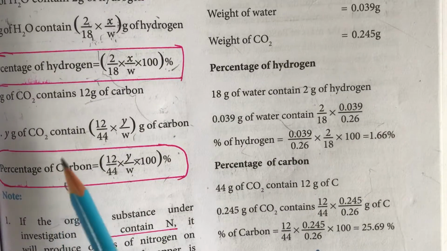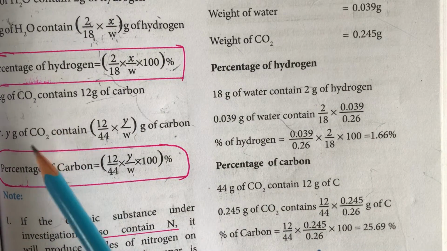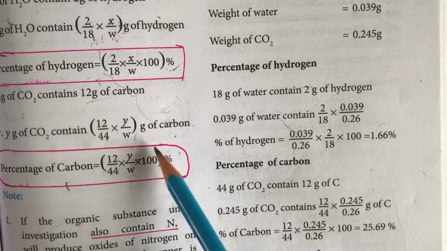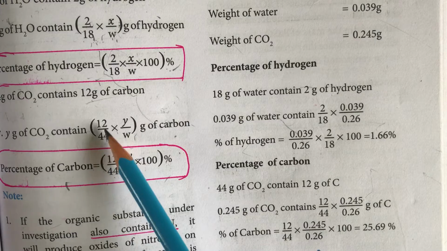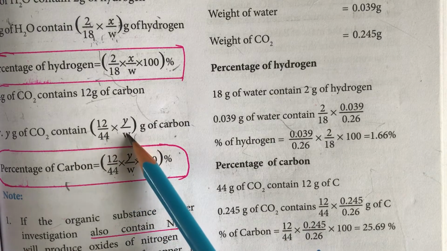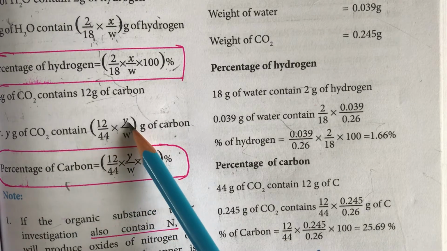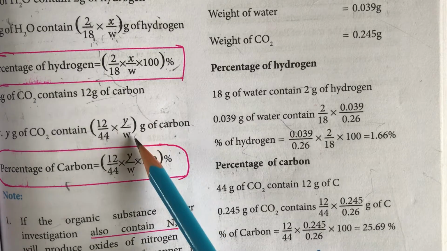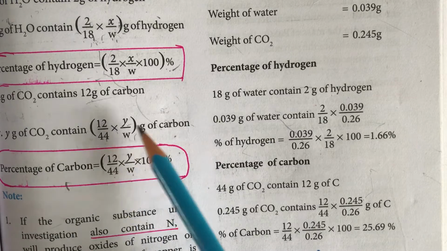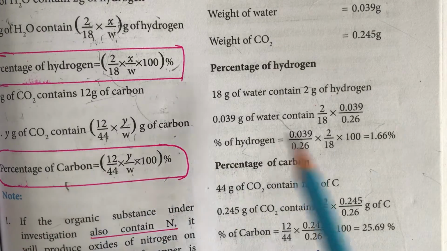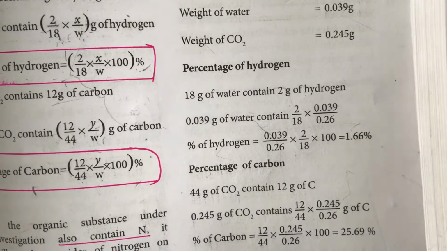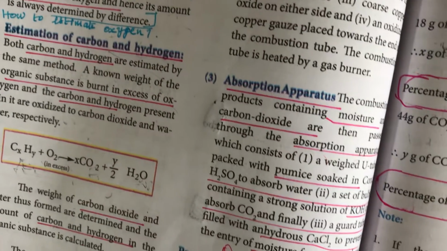Similarly, we have estimated carbon as carbon dioxide. On comparing, 44 gram of carbon dioxide contains 12 gram of carbon. We have taken W gram of organic compound, which gives Y gram of carbon dioxide. So on comparing, multiplied by 100 will give you the percentage of carbon present in an organic compound. So this is the method of estimating carbon and hydrogen present in an organic compound.